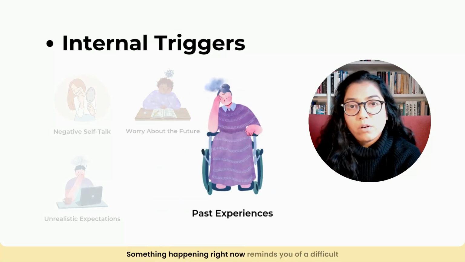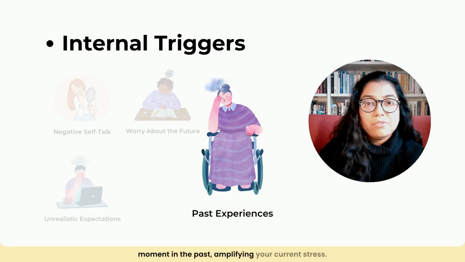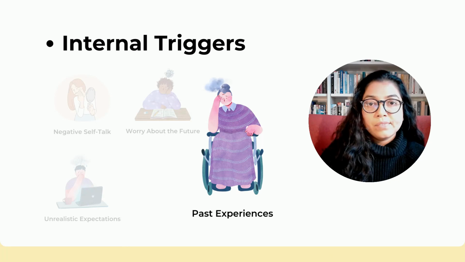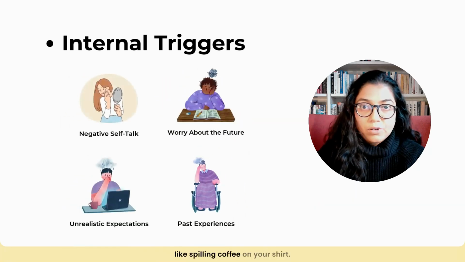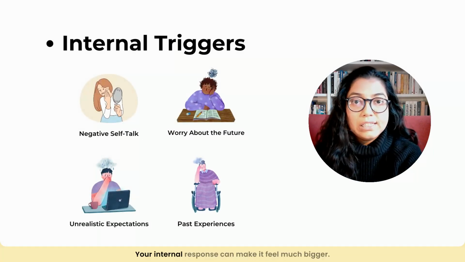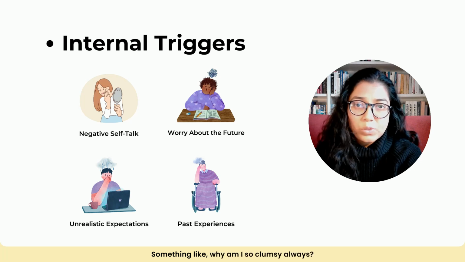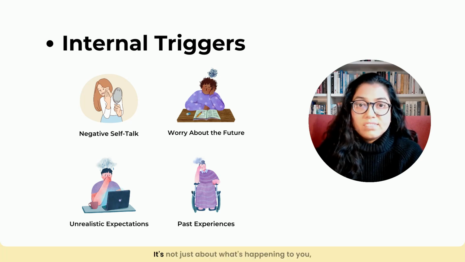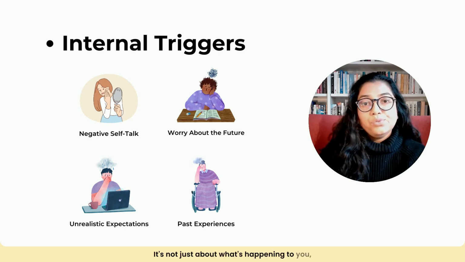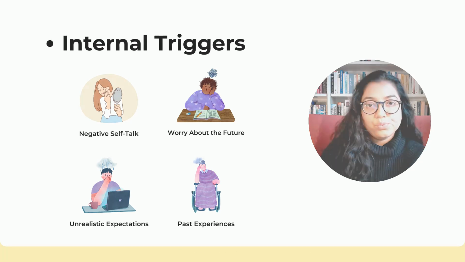These are internal triggers. The last one of an internal trigger is a past experience. Something happening right now reminds you of a difficult moment in the past, amplifying your current stress. Even if an external trigger is small, like spilling coffee on your shirt, your internal response can make it feel much bigger. Something like, why am I always so clumsy? That's the tricky part about stress. It's not just about what's happening to you, but also how you experience it inside of you.